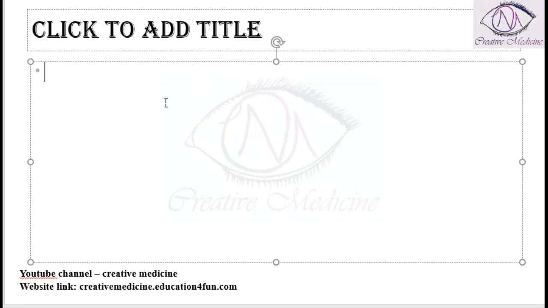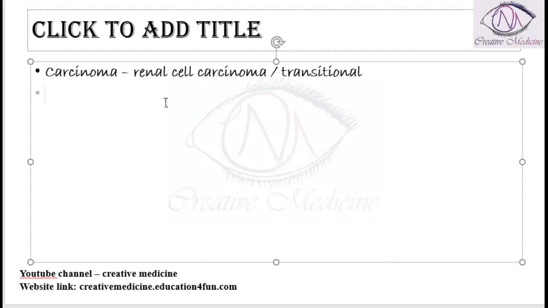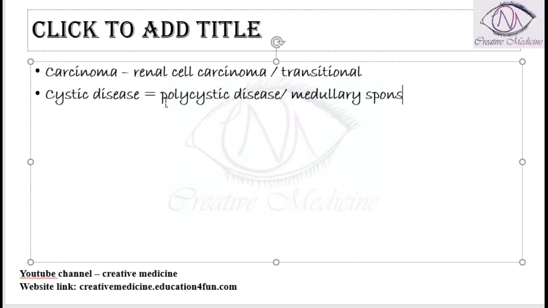Then we also have other causes like carcinoma, especially renal cell carcinoma or transitional cell carcinoma, which can result in hematuria. And we have cystic diseases. In the cystic diseases, we have polycystic disease or medullary sponge disease. So all of these can result in hematuria. Then these are the renal causes.